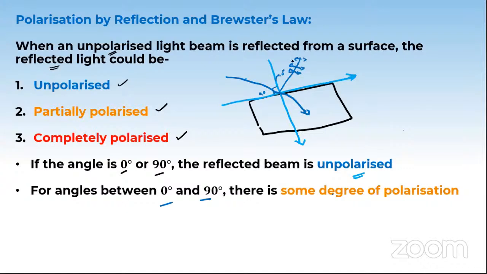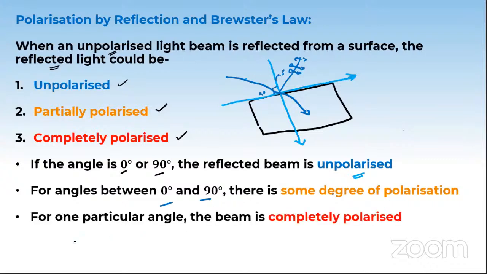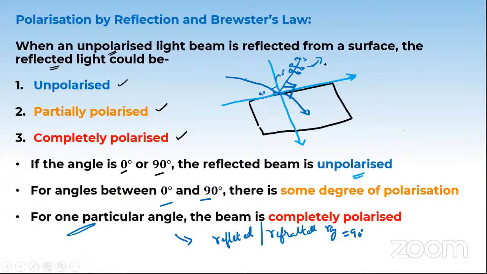There is a very special condition, which is that for one particular angle, the beam is completely polarized. That particular condition is when the angle between the reflected ray and the refracted ray is 90 degrees. When both of them are perpendicular to each other, then this complete light which is getting reflected will be polarized. So three simple conditions, guys.